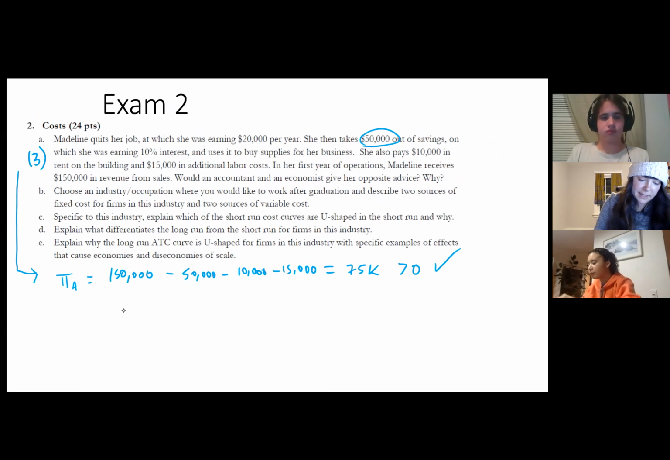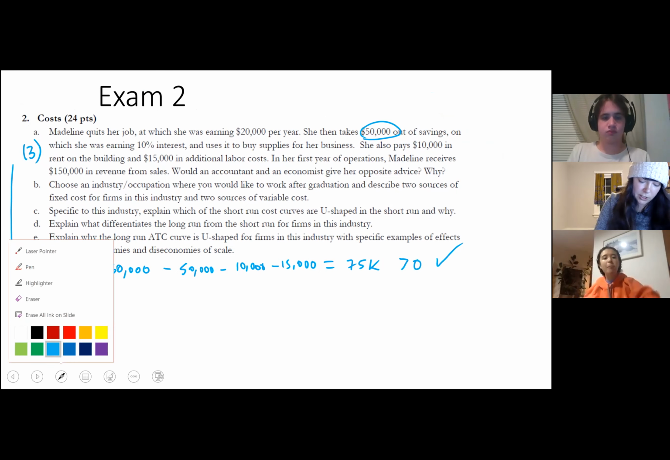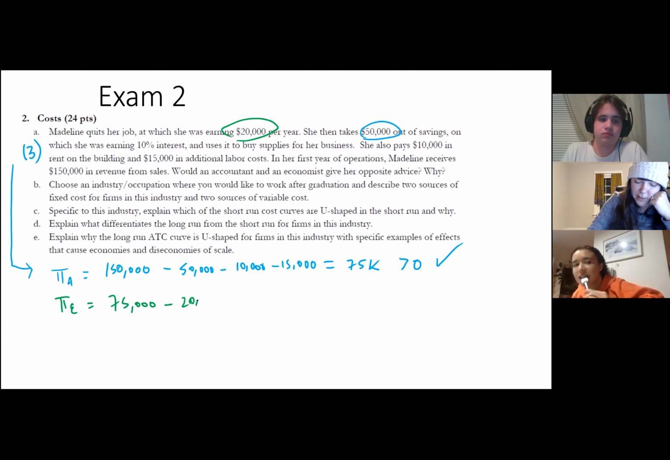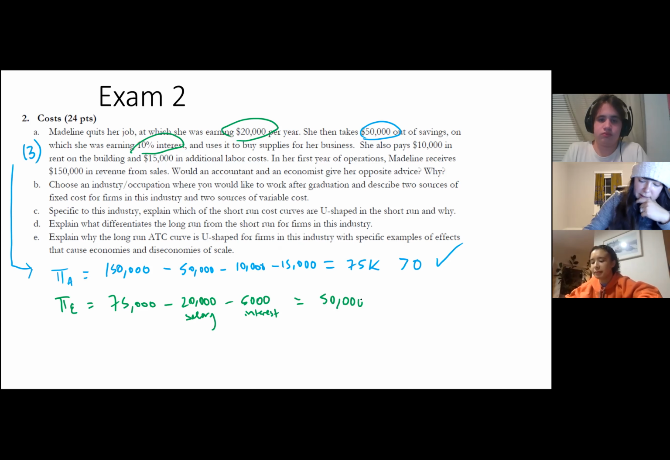The economist is going to think about the implicit cost, what she could have been making. So the economist will start with accounting profit and then subtract off her implicit cost, that she could have been making $20,000 a year. That's an opportunity cost. And then the interest she could have earned on her savings, that $5,000 in interest, plus that $20,000 salary, and they'll say, actually, you're only making $50,000, which is still greater than 0, so you're still good to go.